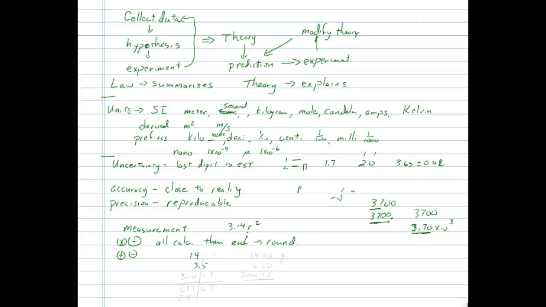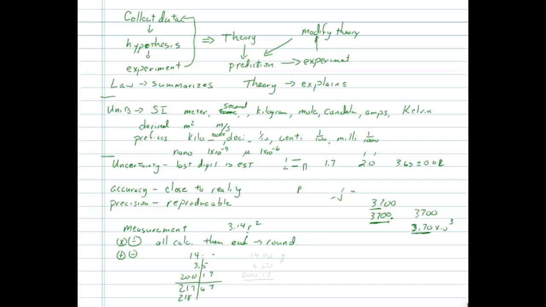3.5 and 200.17. If you were to add, you would add all these up and round to the number that has the least accurate place. This is to the ones, tenths, hundredths. Ones is less precise, so you round off to the ones digit. So your answer would be 218.